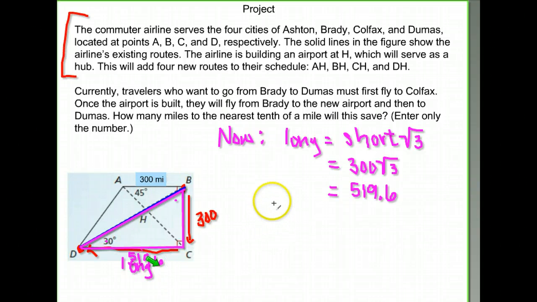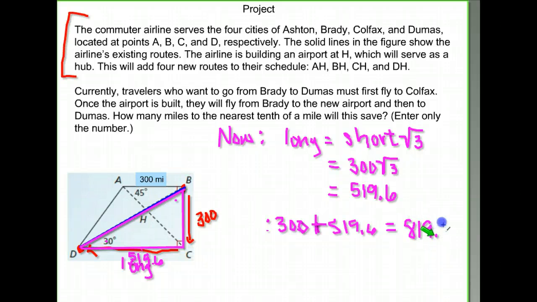So right now, in order to get from Brady to Dumas, you have to go 300 miles plus another 519.6 miles to get there. Okay, so right now, let's find that total, and then we'll figure out what the distance will be when they get the new airport. Okay, so right now you have to travel 819.6 miles.